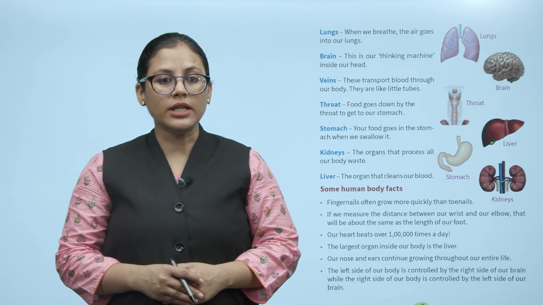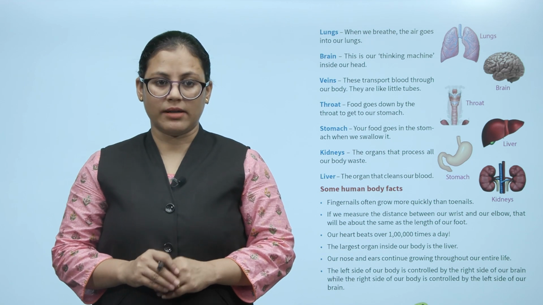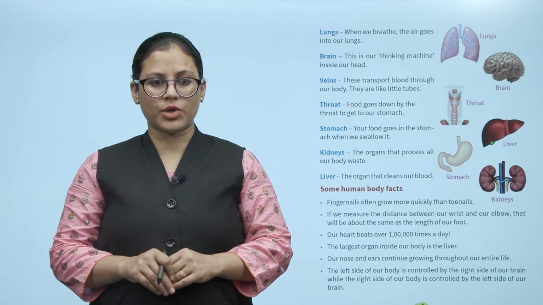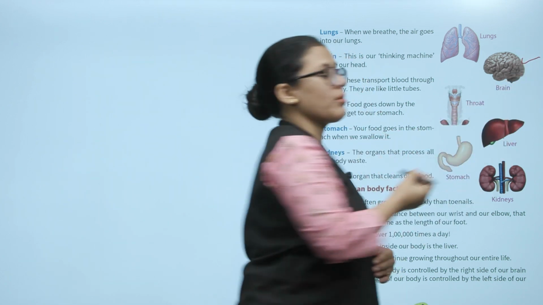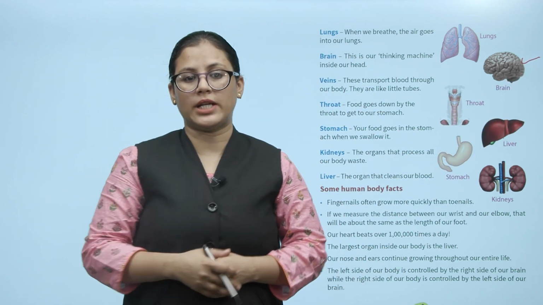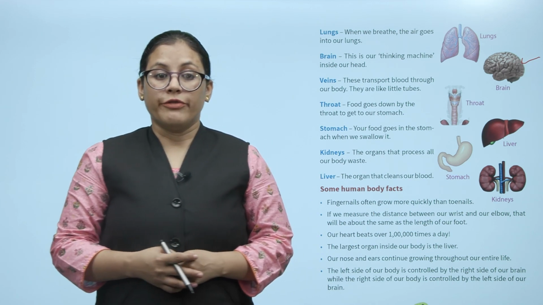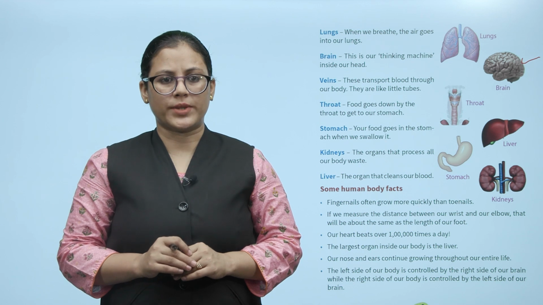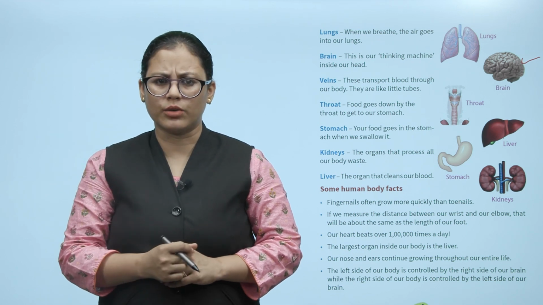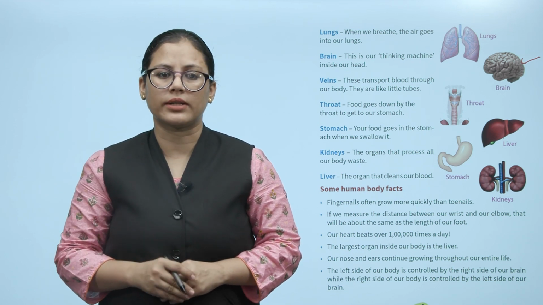Lungs, when we breathe, the air goes into our lungs. Brain, this is our thinking machine inside our head. Brain आपका thinking machine होता है जो आपको think करने में, सोचने में help करता है. Veins, these transport blood through our body. They are like little tubes. Veins आपकी छोटी छोटी tubes की तरह होती है जो blood को transport करने में help करते हैं.